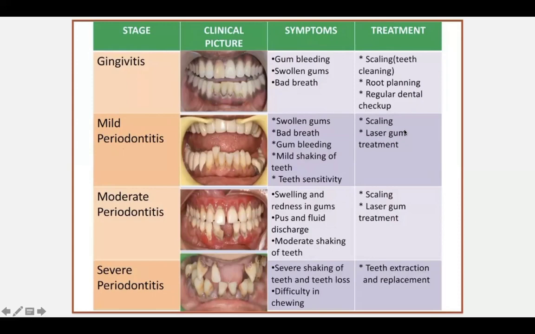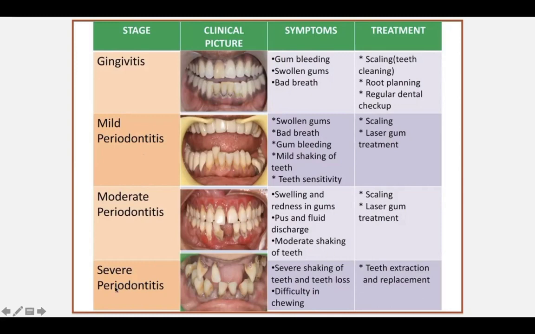How do you distinguish? When I ask you, can you distinguish between gingivitis and different types of periodontitis? That's how you distinguish, on the basis of symptoms, on the basis of severity. If you just have gum bleeding, swollen gums, bad breath, gingivitis. If other than these three you also have mild shaking of teeth and increased teeth sensitivity, mild periodontitis. If there is pus and fluid discharge also, and moderate shaking of teeth, then there is moderate periodontitis.